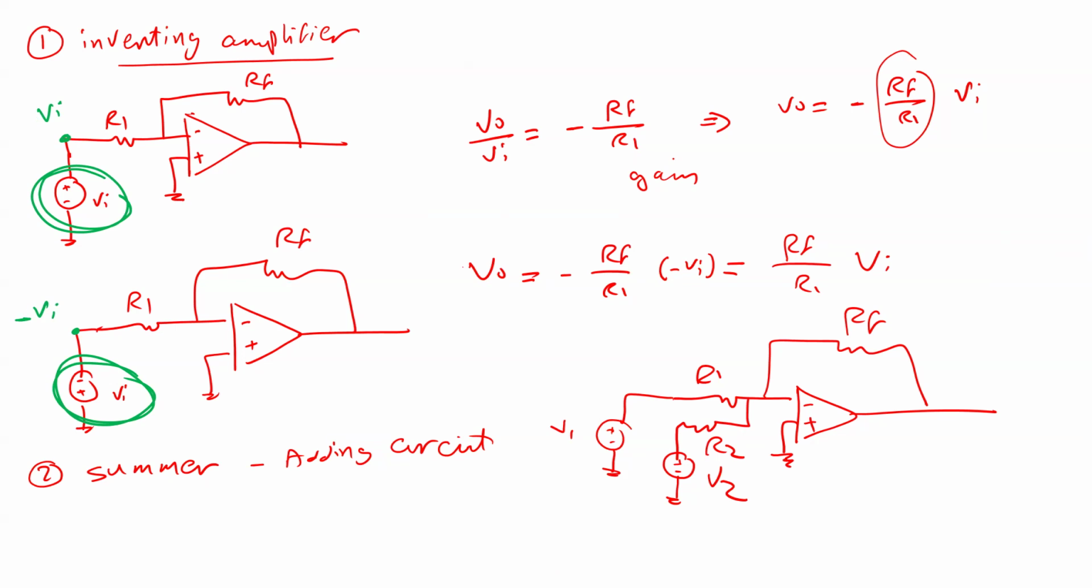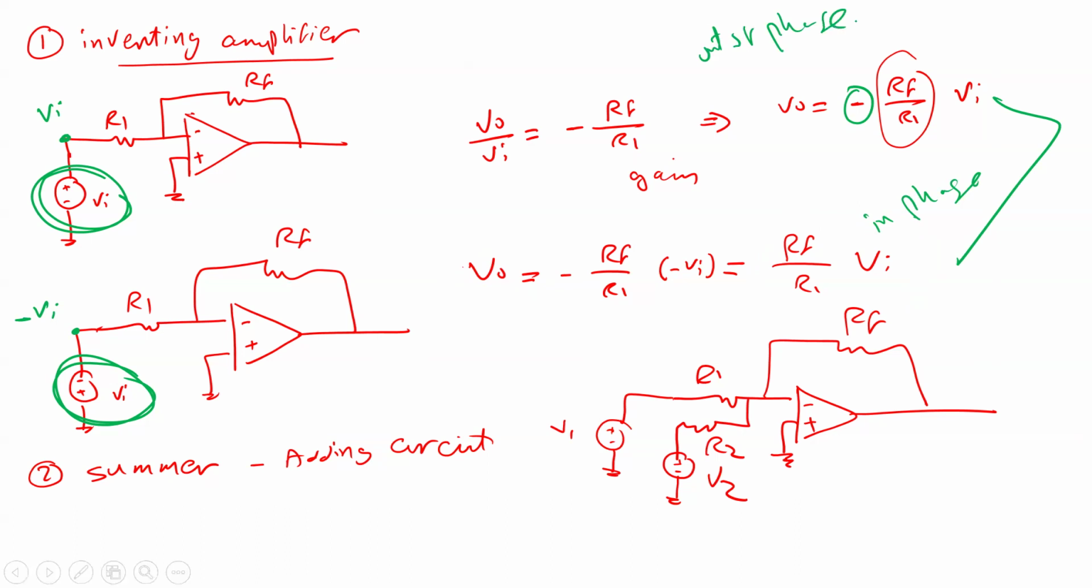Because of that, I will use exactly the same formula, but in this case, V output should equal positive RF divided by R1 times V input. So this one is similar to that one, they're almost the same, but this one has a negative, this one is positive. So here the output and the input are in phase. We call it in phase, but here out of phase.